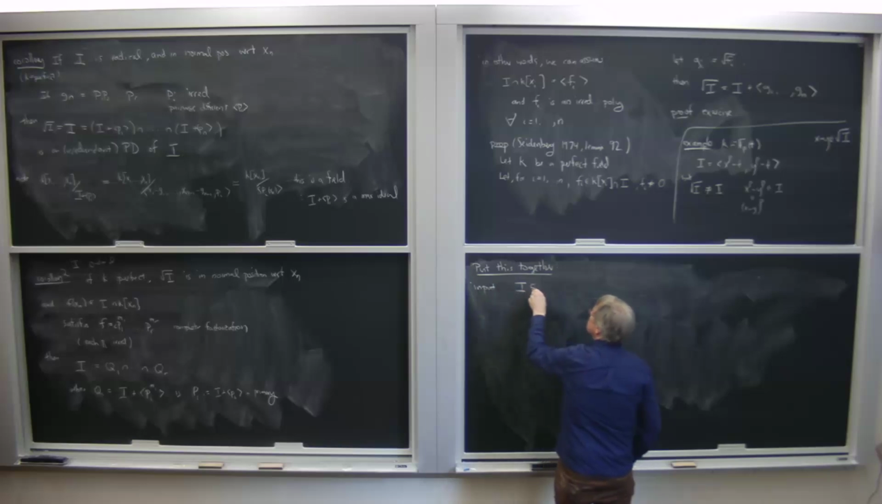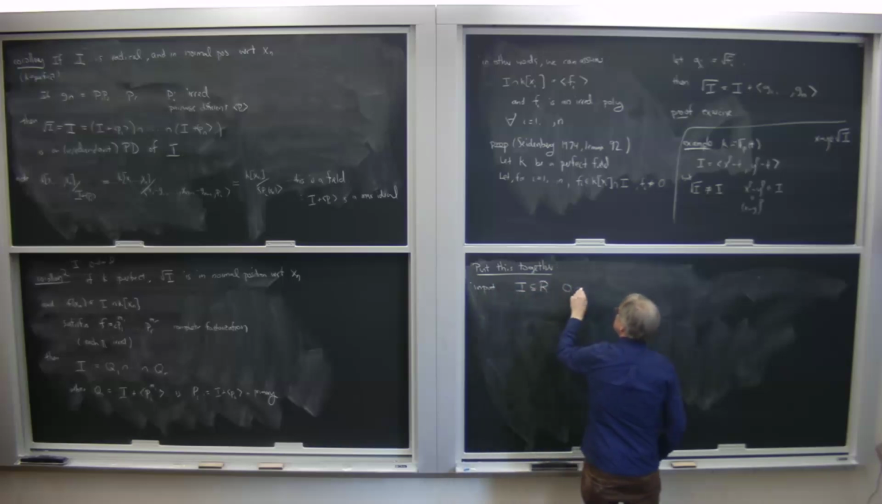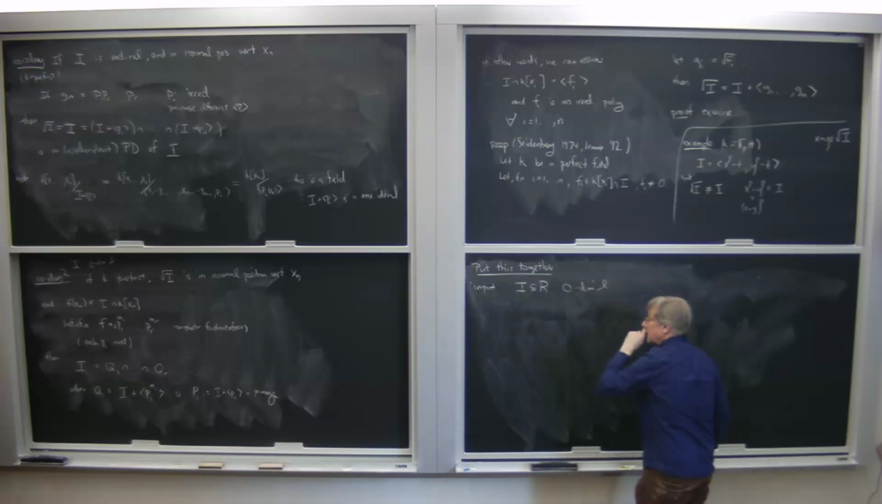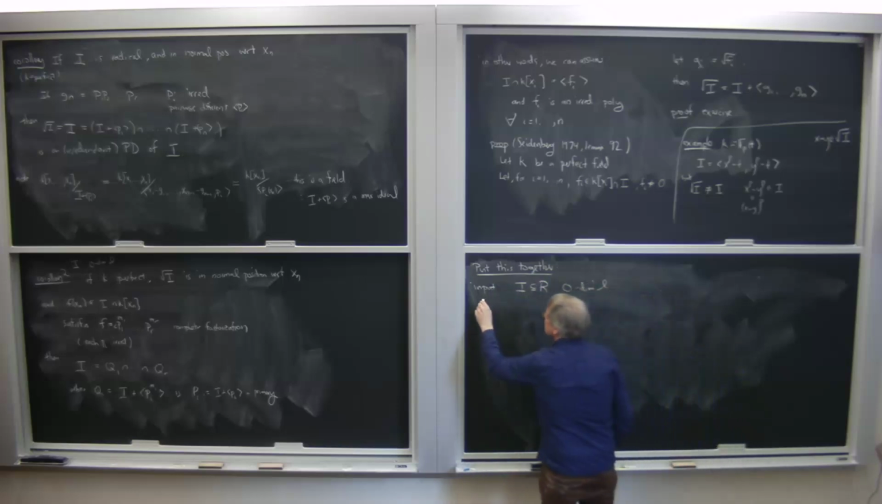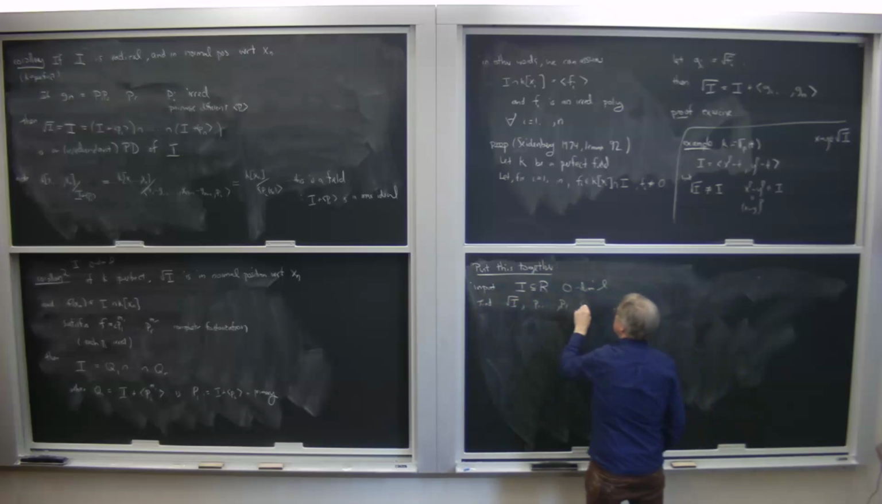So the input will be an ideal I, zero dimensional. And maybe we want to find all three things: the radical of I, P1 to PR, and Q1 to QR.